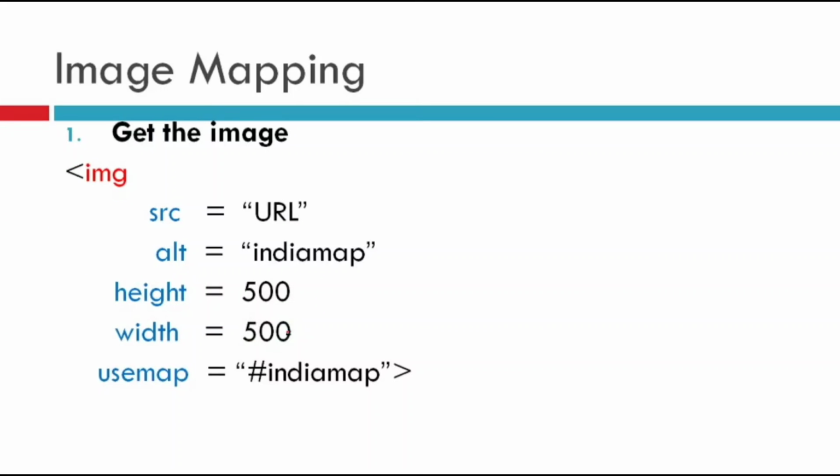Now let us see the first step in detail. For getting the image, we have to use the IMG tag, and the first attribute is SRC. SRC has the value of a URL, which is the location or path where the image file is kept. It is advisable that you keep the image in the same folder where you write this code. Wherever your HTML file resides, in whichever directory, you keep the image in the same directory. So you just have to give the name rather than the entire path of that image.